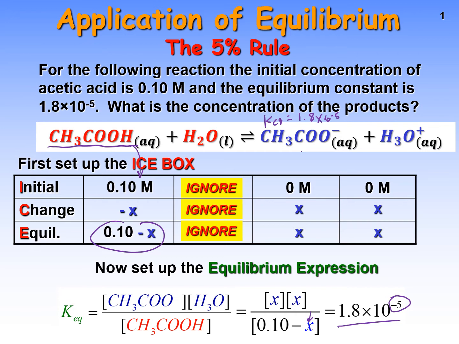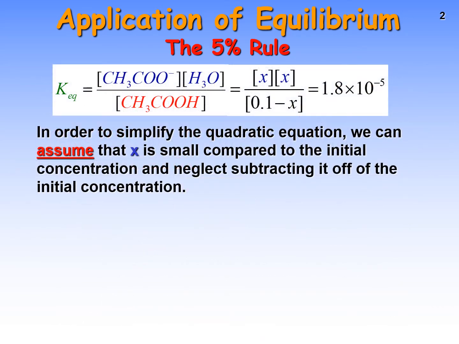So the 5% rule is going to be usable here, but we always need to check to make sure we were within 5% of the initial concentration. Hence the name 5% rule. We're making the assumption that this value x is less than 5% of 0.1 in this example, or whatever else our initial concentrations are.